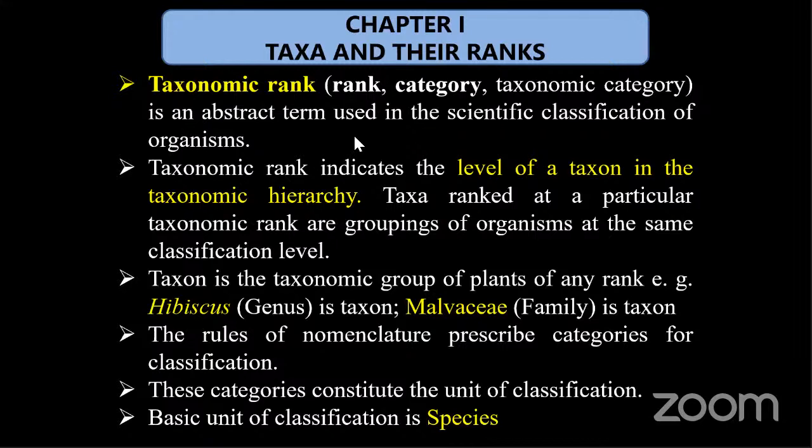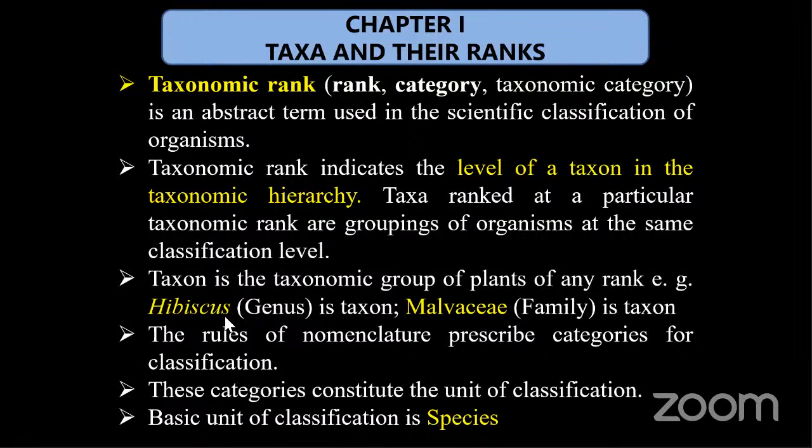When we want to classify organisms, we use certain hierarchical levels, and these hierarchical levels have certain taxonomic ranks. So the taxonomic ranks indicate the level of a taxon in the taxonomic hierarchy. Taxa at a particular taxonomic rank are groupings of organisms at the same classification level. So a taxon is a taxonomic group of plants of any rank.